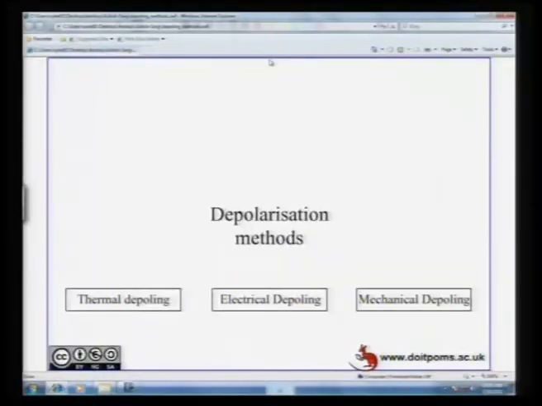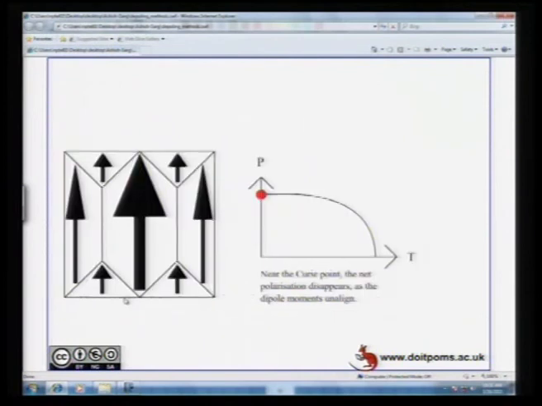For this I will show you a video, and this video is taken from the DoITPoMS website, doitpomps.ac.uk. You can go to this website. We acknowledge their support in putting this up on the website. So, this is thermal depoling, for instance.